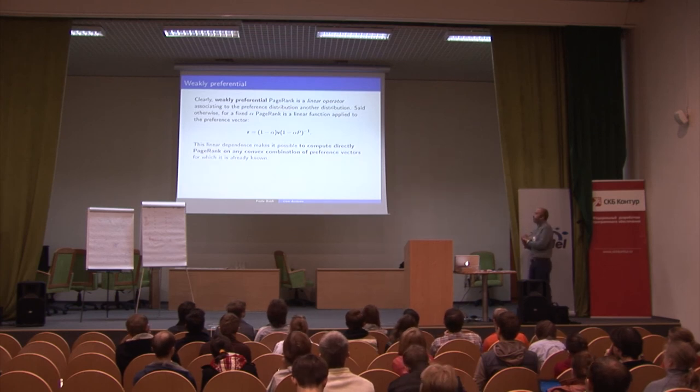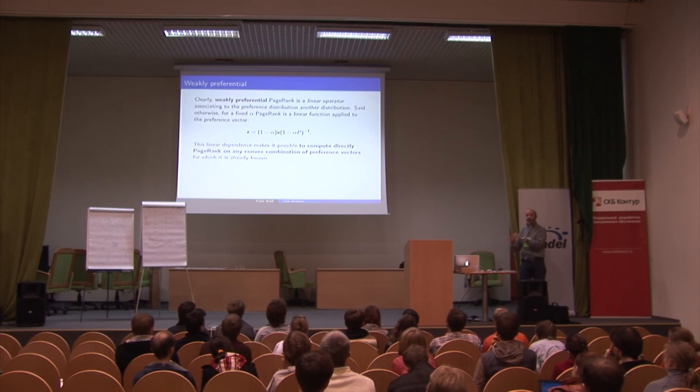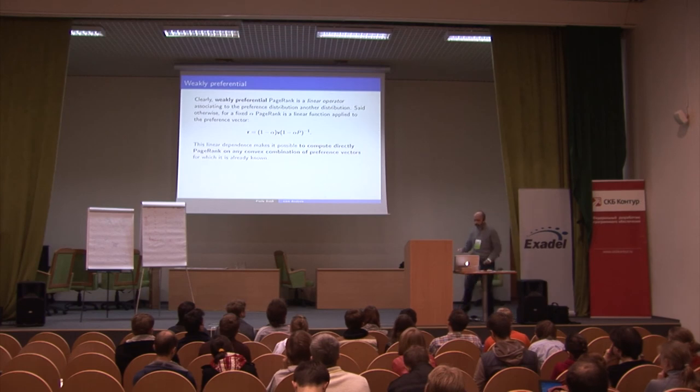So if you want to know the PageRank of the combination of two preference vectors, you just compute the two different PageRanks and put them together linearly.